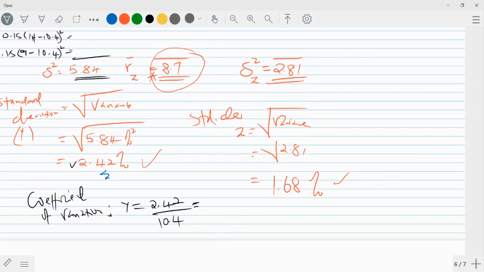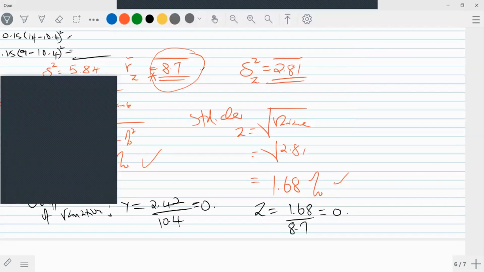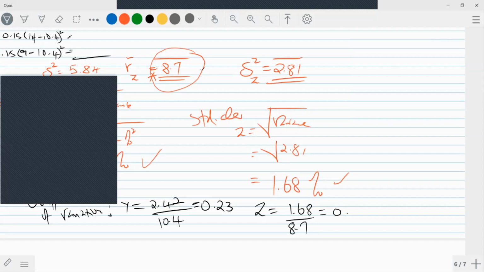The same working applies for Z: the risk 1.68 divided by the return for Z, which is 8.7. My board is not so clear, anyway, I'll try to expand it. So for Y you get 0.23, and for Z you get 0.19.